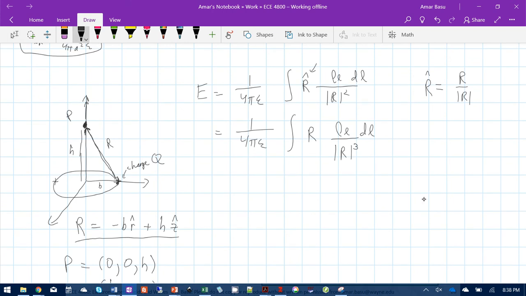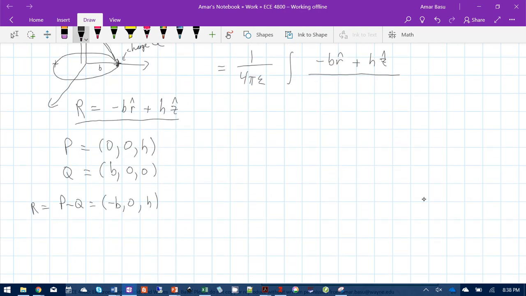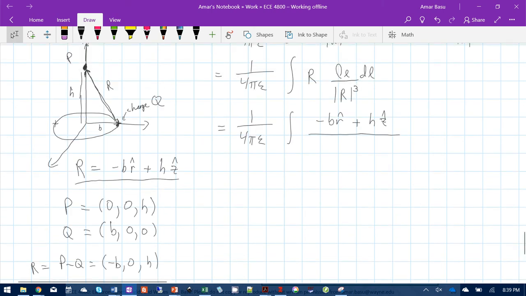And the next thing we do is we put this R into the formula, 4 pi epsilon. So negative B times R hat plus H times Z hat over the magnitude of R cubed. So if this is R, what's the magnitude of R? Square root of B squared plus H squared, right? You can see that from Pythagorean's theorem here by the triangle.